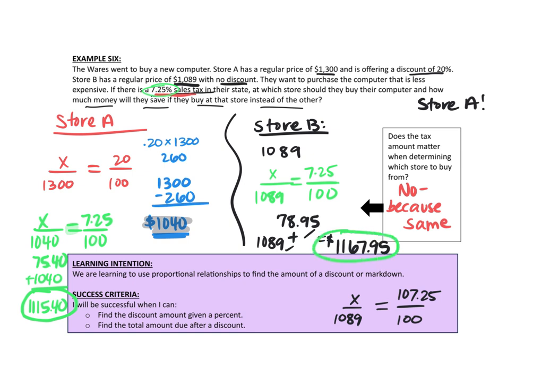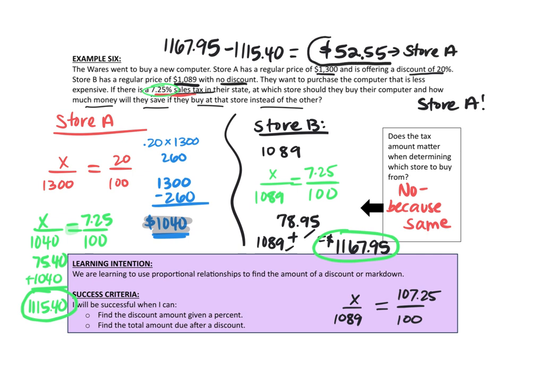Okay, now to figure out how much more I'm going to save, let's subtract them. Okay, so I'm going to do $1,167.95 minus $1,115.40. Okay, so I'm going to subtract those. And I end up with, I'm going to save $52.55 by buying at store A. So that's a good amount of savings, so I would definitely want to purchase that at store A.